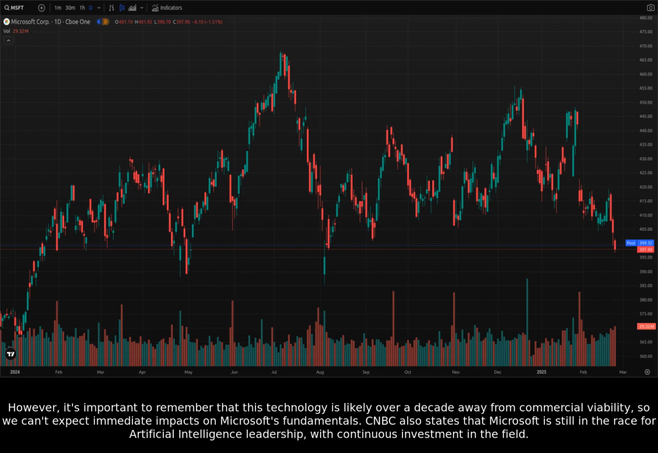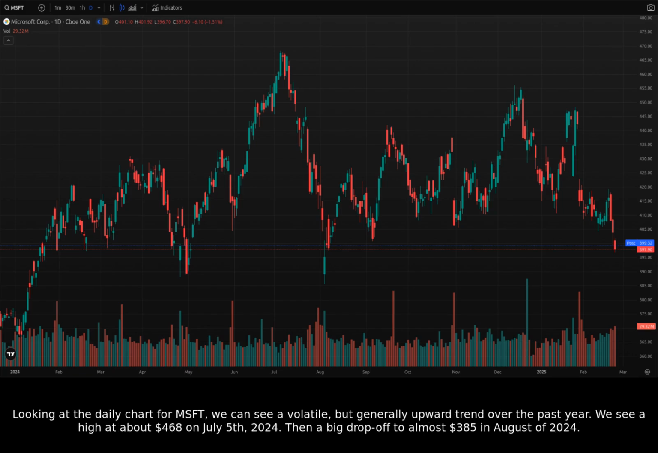CNBC also states that Microsoft is still in the race for artificial intelligence leadership, with continuous investment in the field. Looking at the daily chart for Microsoft, we can see a volatile, but generally upward trend over the past year. We see a high at about $468 on July 5th, 2024. Then a big drop-off to almost $385 in August of 2024.